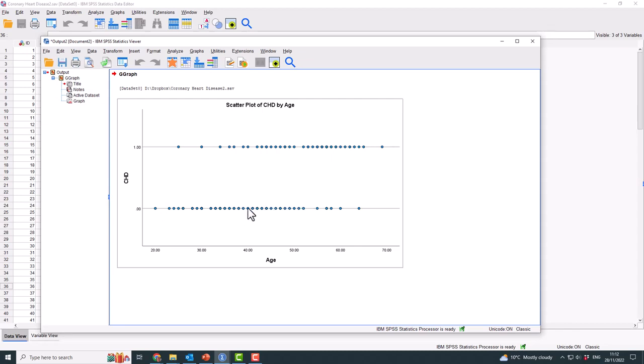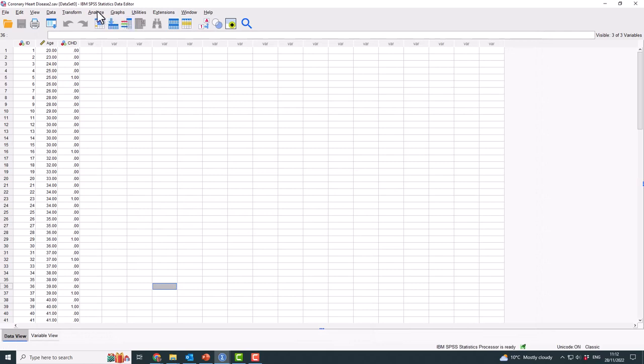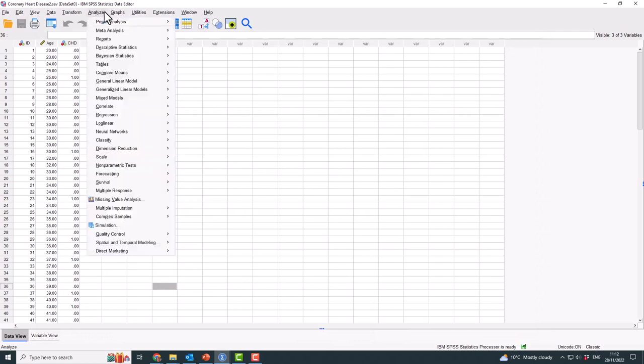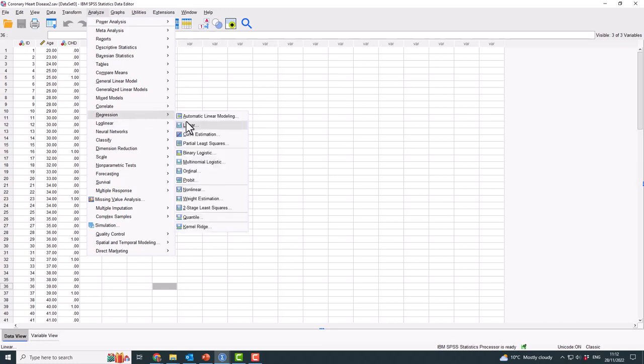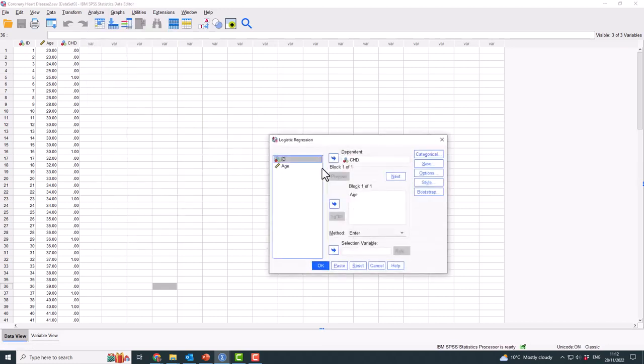So it's going to go along and there'll be an S-shaped curve and go up and then into the top group. So what you're doing is fitting this curve that will connect those two parts of the graph. To do that in SPSS you go down to Analyze, go down to Regression, and it's an example of a binary logistic regression.